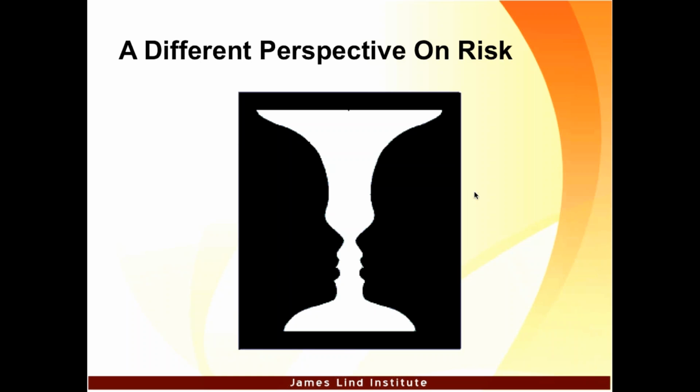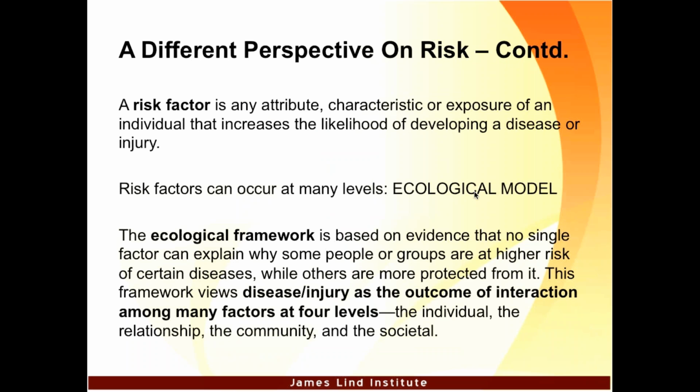So let's just look at risk factors. If we define a risk factor, what is it? It's really any attribute, characteristic, or exposure of an individual that increases the likelihood of developing a disease or injury. So really it's something that increases the likelihood or chances of getting a disease. They can occur at many levels, and the ecological model is a model that is very good at describing the different levels of risk factors and therefore the different levels at which one can intervene.